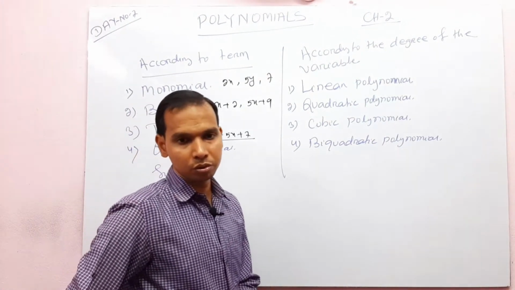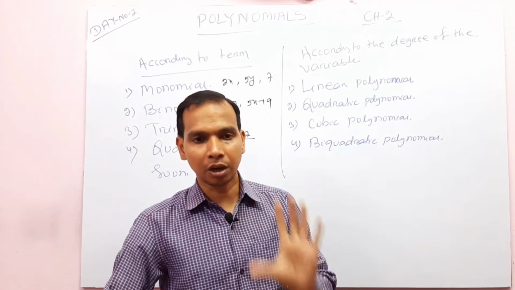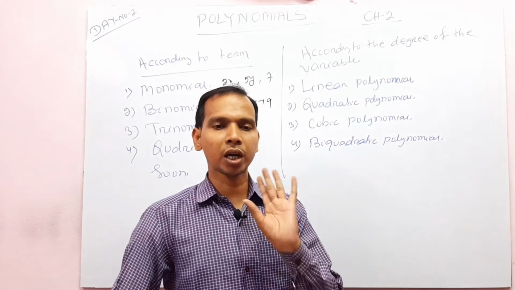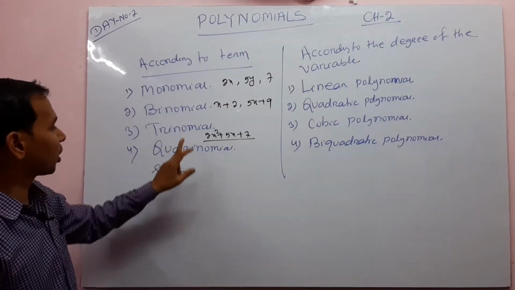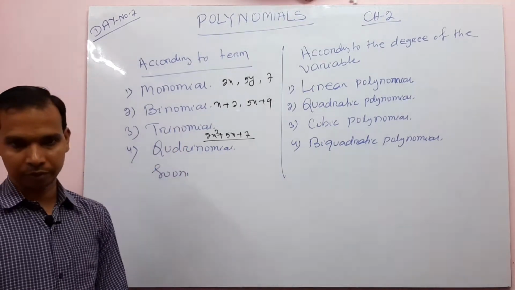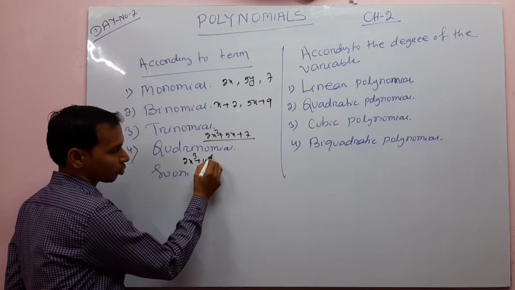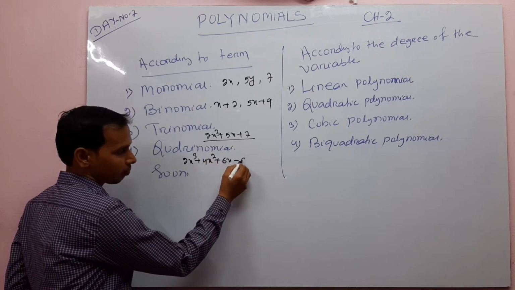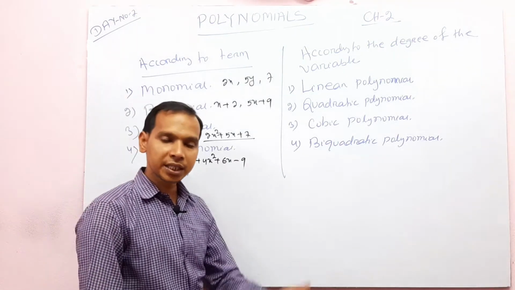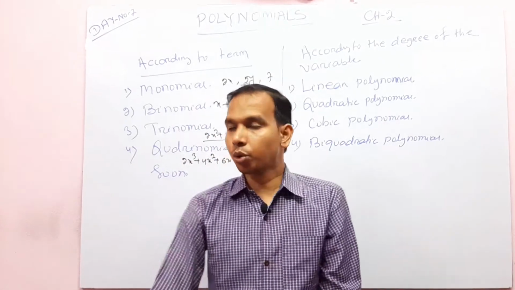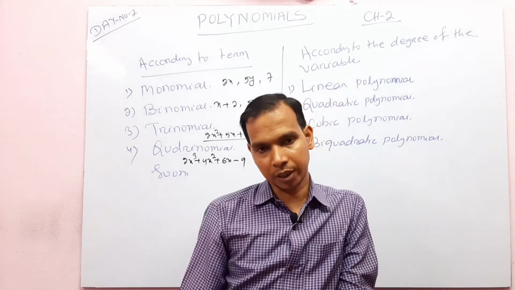Next, quadrinomial. Quadri means 4 and nomial means term. So an algebraic expression containing 4 terms is known as a quadrinomial. Example: 2x cube plus 4x square plus 6x minus 9. This one is a quadrinomial. And so on, 5 terms, 6 terms. But in general, if there are more than 2 terms, you simply write that it is a polynomial.